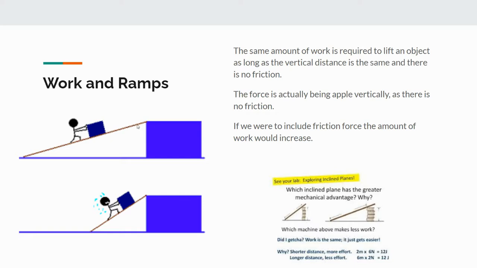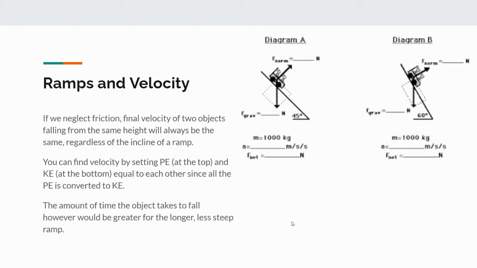All right, as we get a more and more flattened ramp, the friction becomes greater and greater. Okay, but we're not going to worry about that. We're just going to assume that there is no friction here. All right. Now let's talk about ramps and velocity.